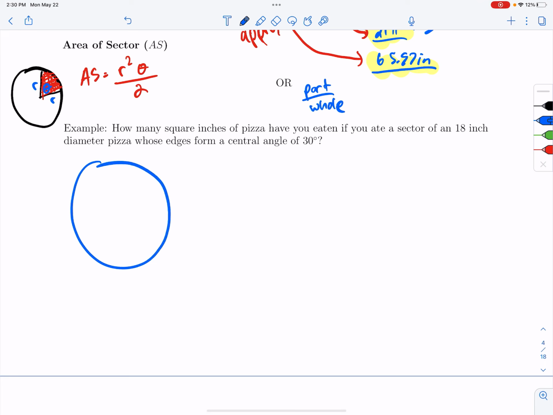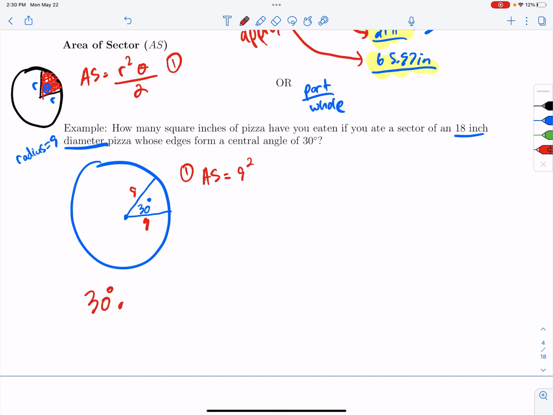Okay, so I have, say that that's 30 degrees. And it says the diameter is 18 inches. If the diameter is 18 inches, that means the radius is half of that. So the radius is 9 here. Okay, so I'm using the formula. Let's use that first idea. The radius is 9, so 9 squared times that central angle, 30 degrees.